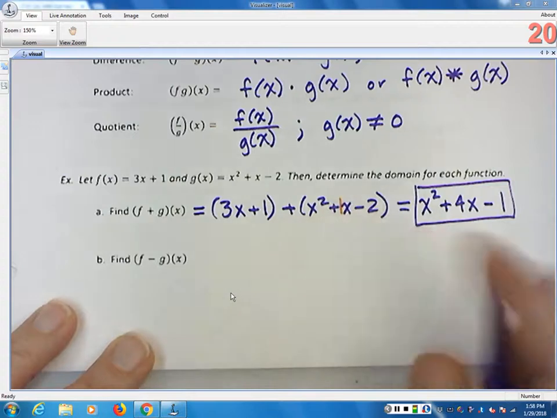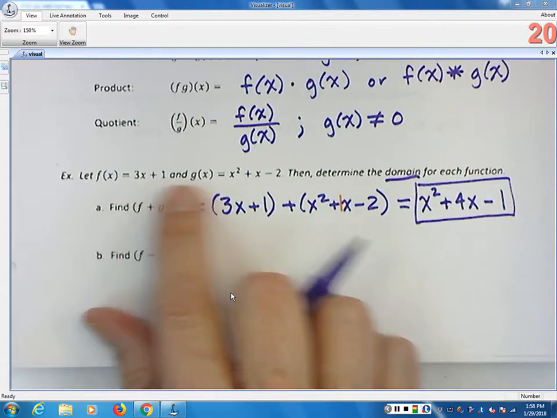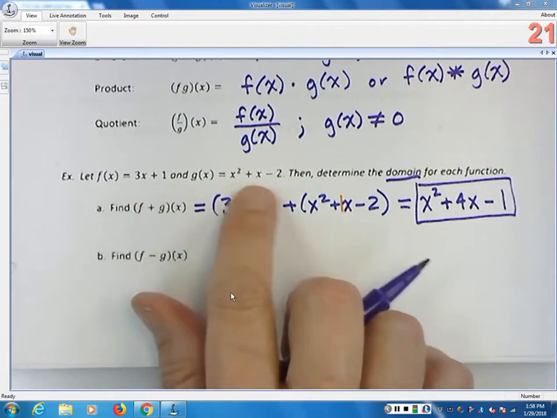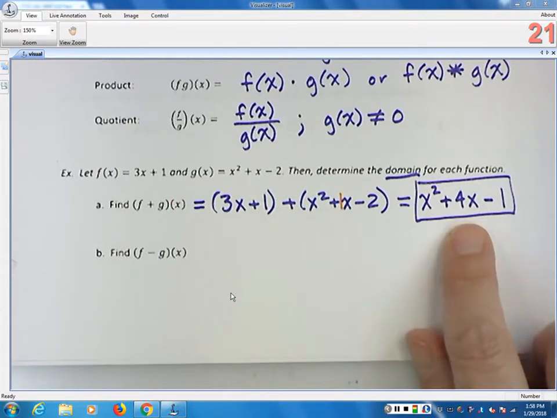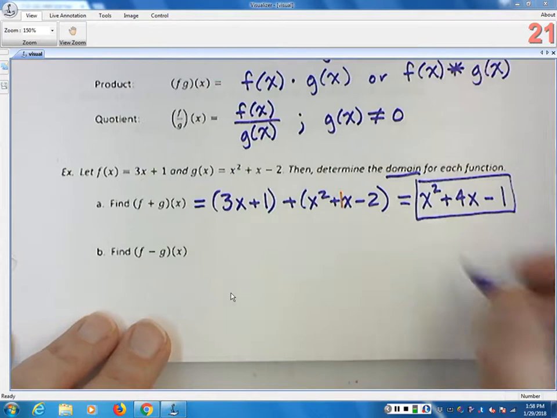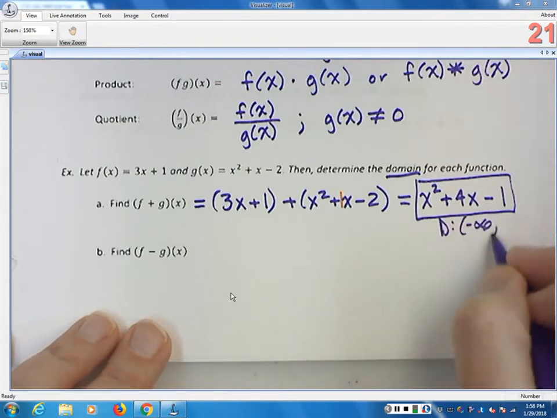And then determine the domain. Well, in the original functions, there were no restrictions on our domain, minus infinity to infinity on both. And here we don't have any reason to restrict the domain. We're not dividing by any variables, and we're not taking any square roots. So the domain is minus infinity to infinity.